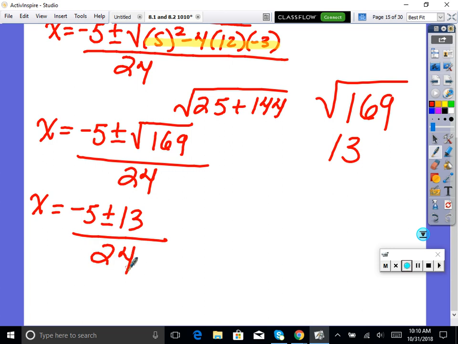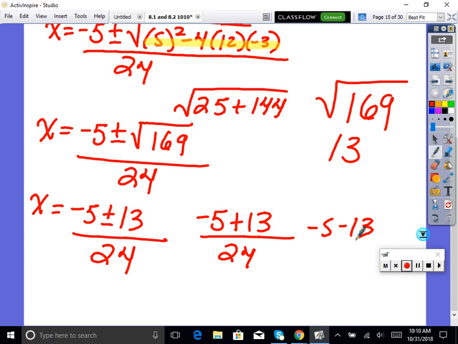Non-advanced thinkers would say, oh, that's my answer. No, it's not. They're all whole numbers. We can actually add them up. We can actually subtract them. There's not any radicals here. So we have two answers. We have -5 plus 13 over 24, and we also have -5 minus 13 over 24. So what are our two answers here?